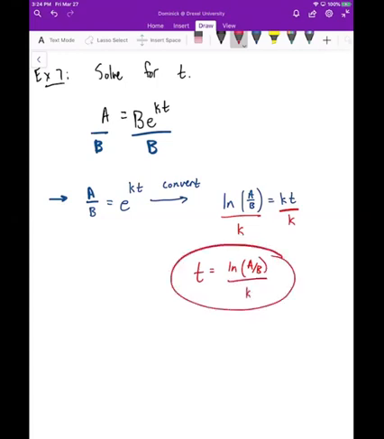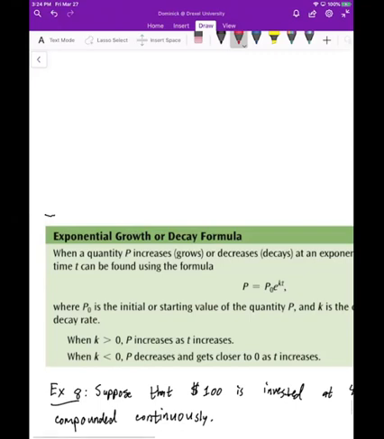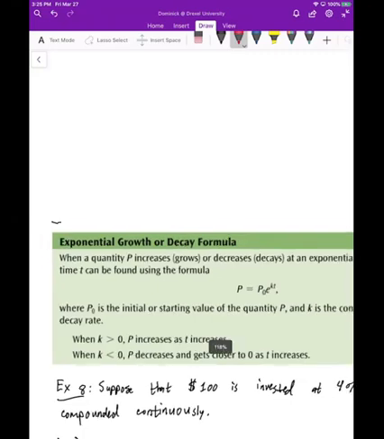And again, we don't have specific values for a, b, or k, so this is the best we can do in this case. All right. Now, this is sort of pushing us in the right direction for what we're going to look at next, which is solving some exponential growth and decay problems. So this is a nice, interesting application of natural exponential problems.